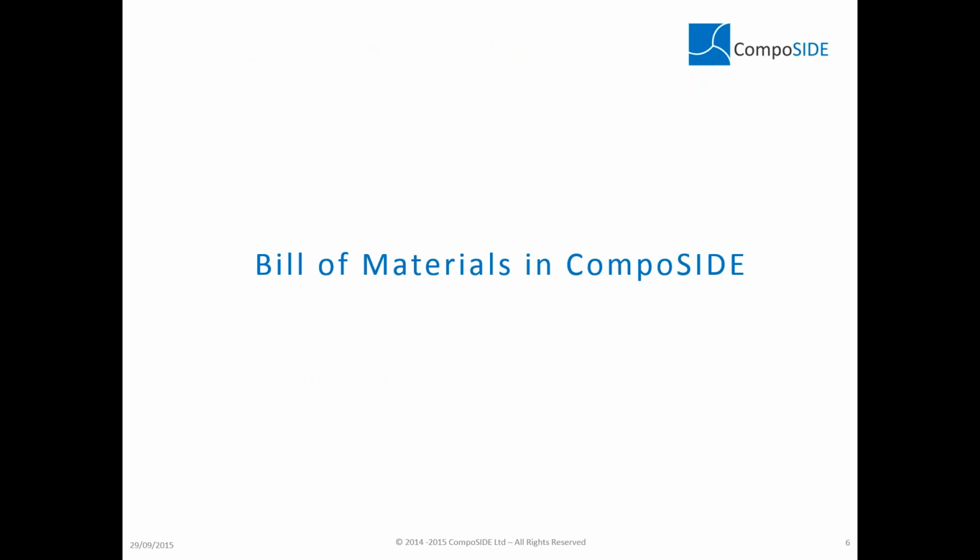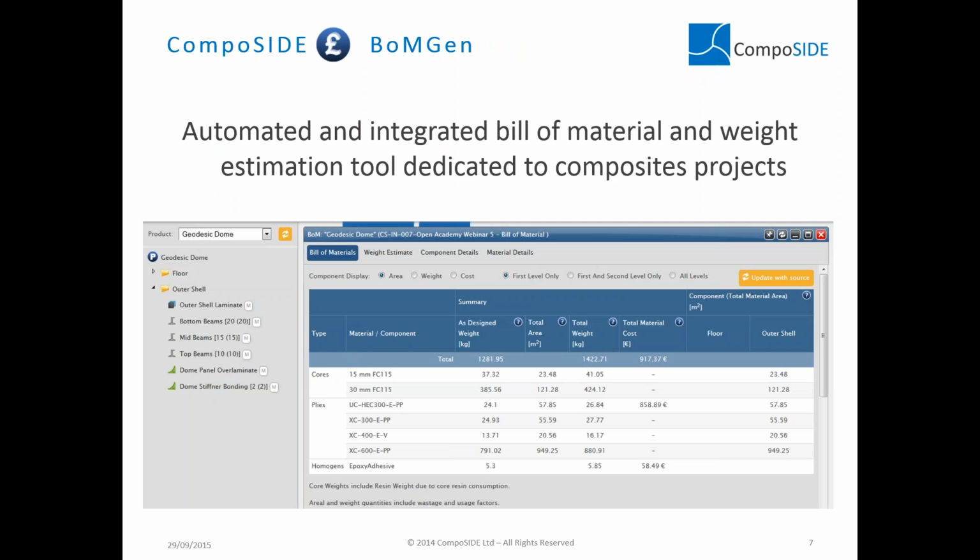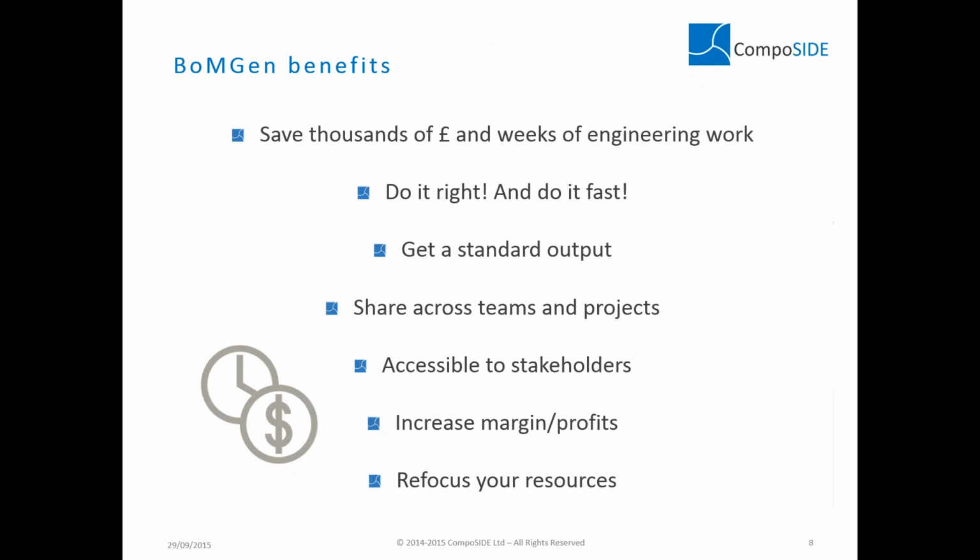So we wanted to address the problem and propose a solution. That's why we've developed BoMGen. It's an automated and integrated bill of material and weight estimation tool dedicated to composite projects on our platform. And today we will try to introduce it to you. It's very important to underline that this tool is fully integrated with our platform, and you're going to see it in a live demonstration today.